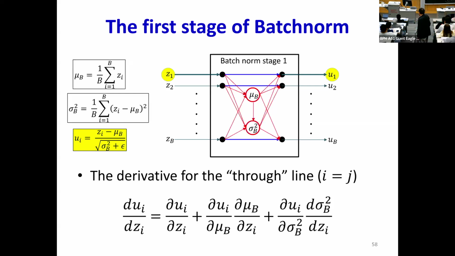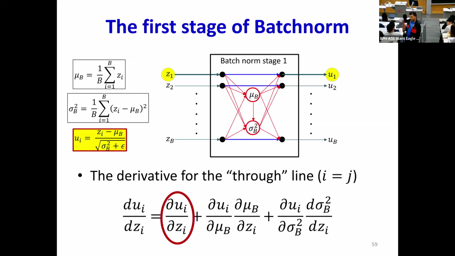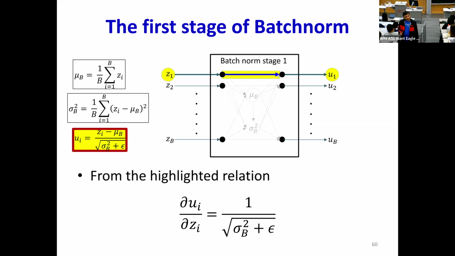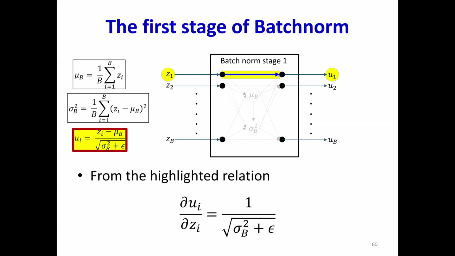Right, so what is this guy here? Is it 1? Okay, now let me ask someone. June Kyung, what is dui over dzi? 1 over sigma? Yeah. So that's 1 over the square root.